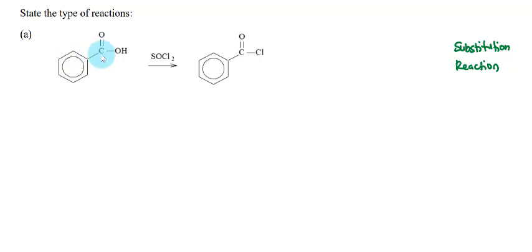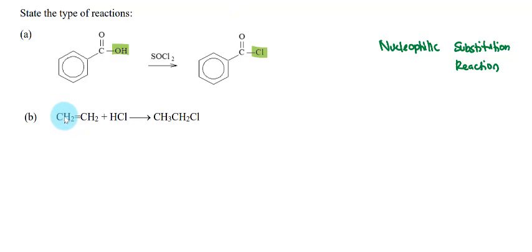Since in our reactant here we have OH, but in our product the OH is changed into Cl. So OH is our nucleophile, and then we substitute it with another nucleophile. So actually, this reaction is a nucleophilic substitution reaction.